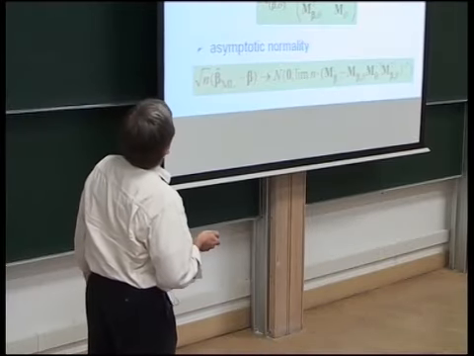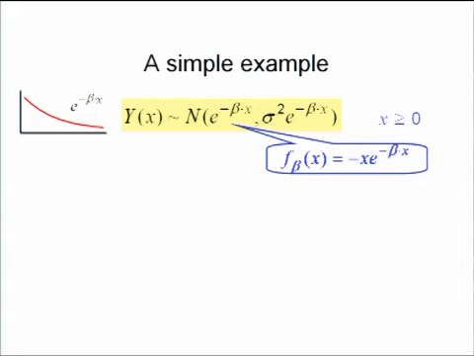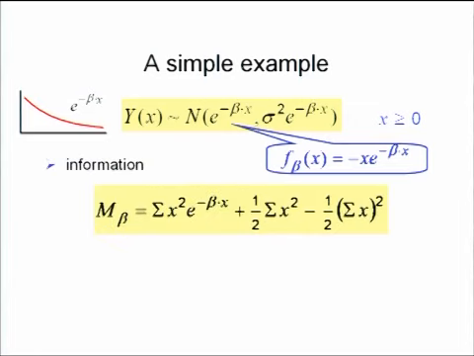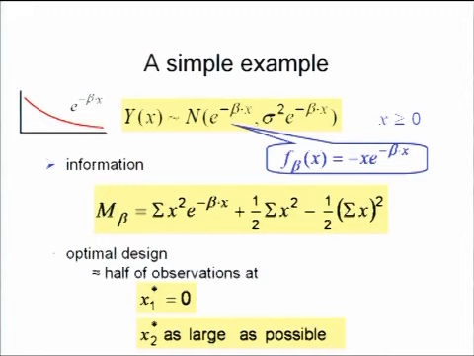Just to look at our example: we state that same example as before, but we have now an additional proportionality factor for the variance incorporated there, and then the information looks like that. You get an additional term over here with a negative sign, and the optimal design now is a little bit more complicated.